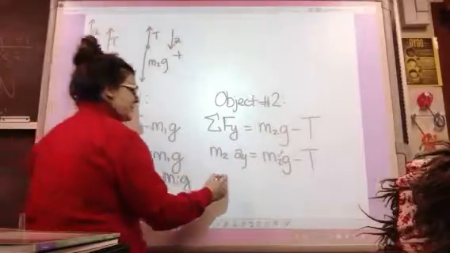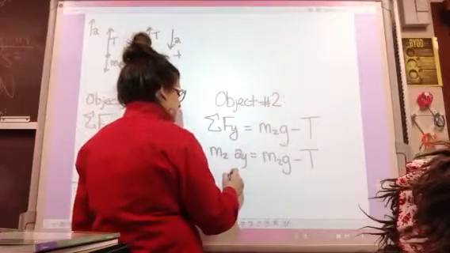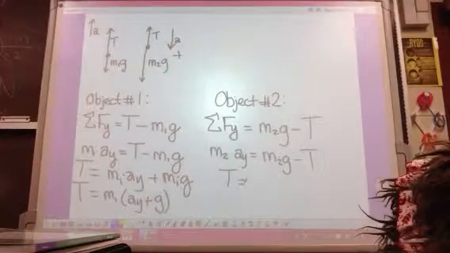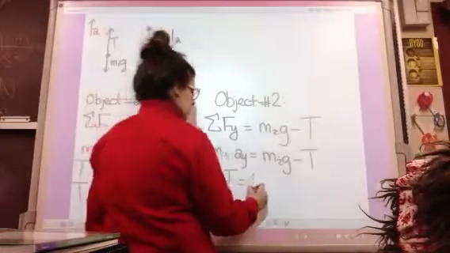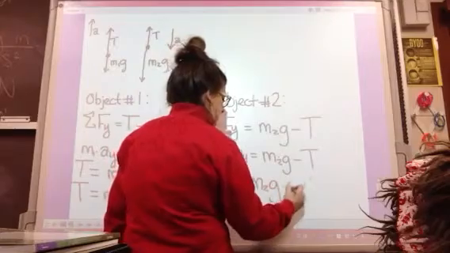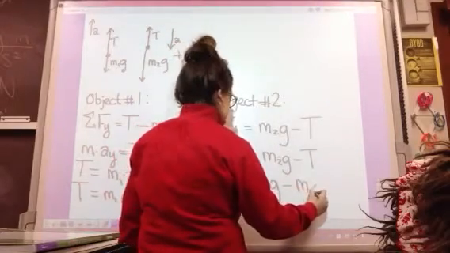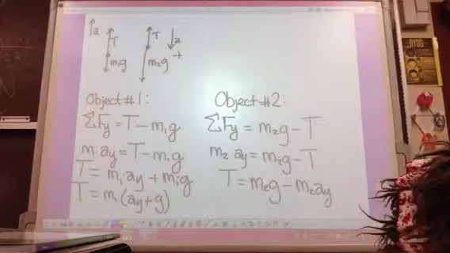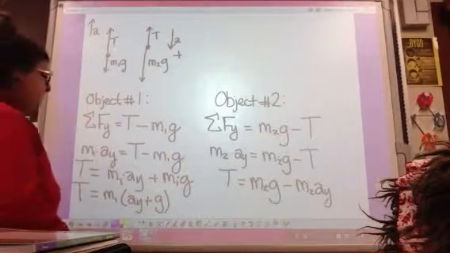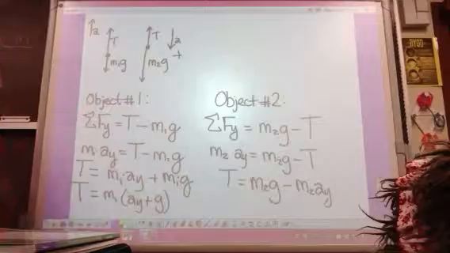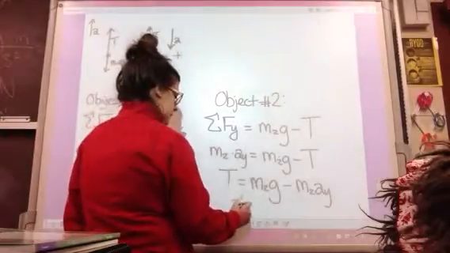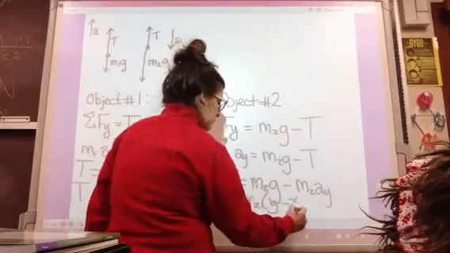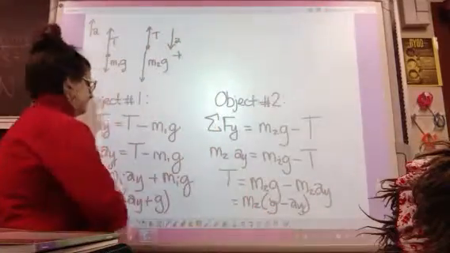I want to get tension by itself, so in this case, tension would equal m2g minus m2 times acceleration in the y direction. Which would be m2g minus ay.